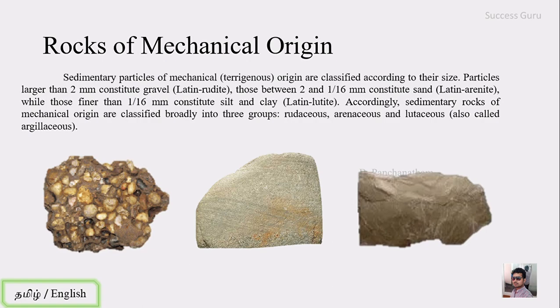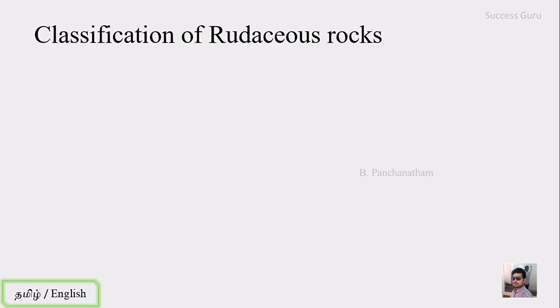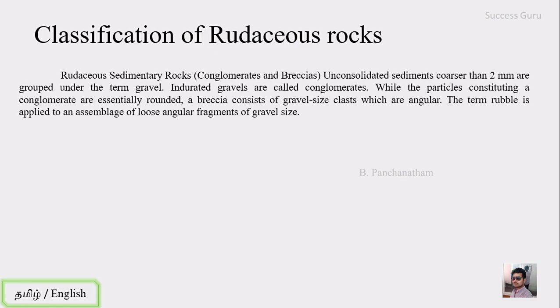This video is mainly focused on the rudaceous rock, so let us see the classification of rudaceous rocks. The rudaceous sedimentary rocks: the unconsolidated sediments coarser than 2 millimeter are grouped under the term gravel. So gravel is a general term which is equivalent to the rudaceous sediments, which are actually unconsolidated.